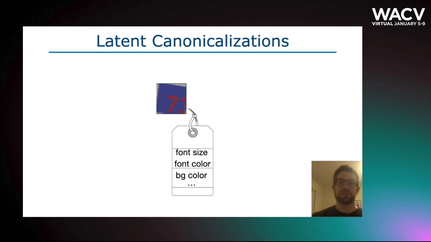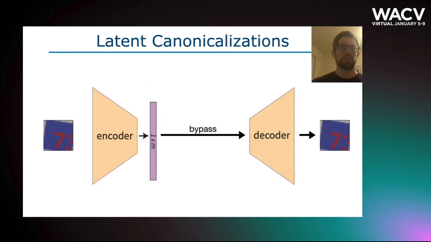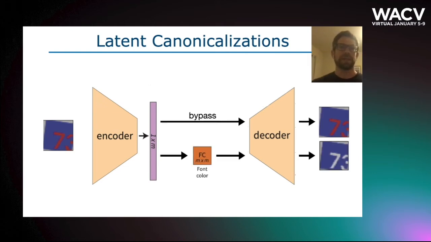Take this image of a digit. We assume a simulator that allows us to control important factors of variation such as font size, color, background color, etc. To leverage this strong supervision, we propose a variant of an autoencoder where, in addition to the standard bypass reconstruction, we introduce linear operators which we name canonicalizers.